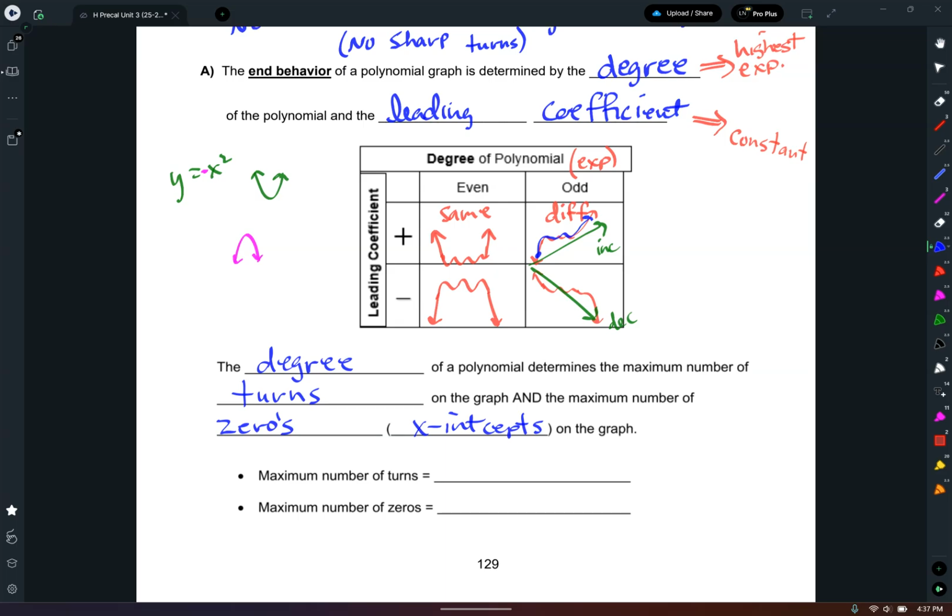And the rule is this. We would say that the maximum number of turns is going to be the degree minus 1. So if the degree is 4, then the maximum number of turns this graph can have would be 3. And then the maximum number of zeros is exactly the same as the degree.